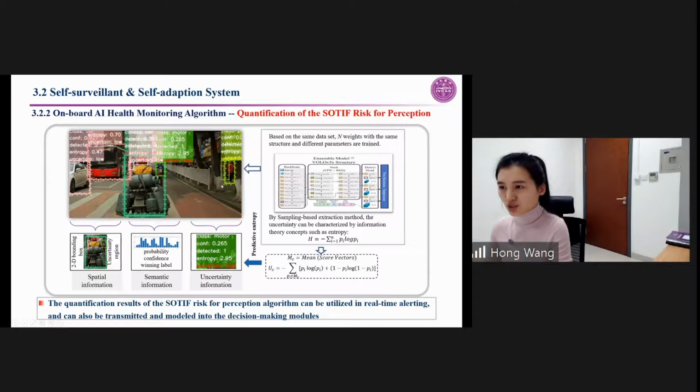So it goes deep into the artificial intelligence algorithm itself. It is different from what we can see in the literature, which does the classification, but uses this quantification result of the SOTIF issue to realize real-time alerting. If we detect some objects where the uncertainty is high, it can be used in a real-time alert, and can be transmitted into the decision-making model. It is called systematically considering the SOTIF risk for the perception system.